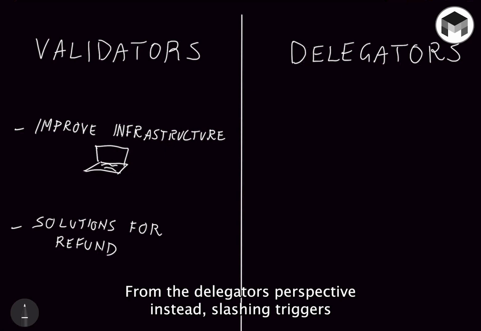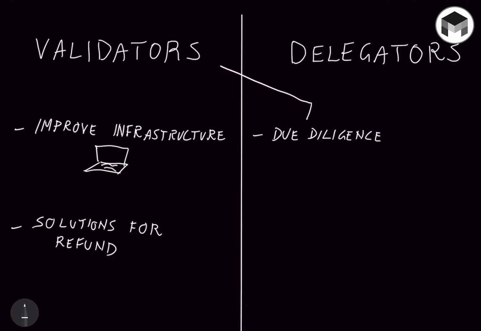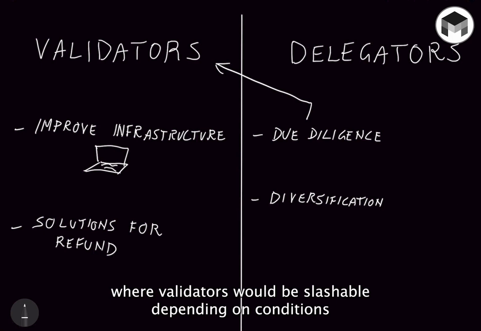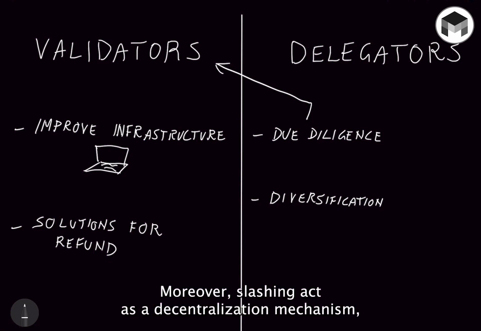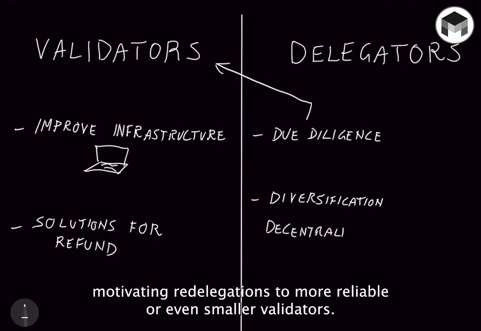From the delegator's perspective instead, slashing triggers a deeper due diligence and diversification amongst validators, especially after IBC and shared security upgrades, where validators will be slashable depending on conditions and the number of chains they operate. Moreover, slashing acts as a decentralization mechanism, motivating redelegations to more reliable or even smaller validators.